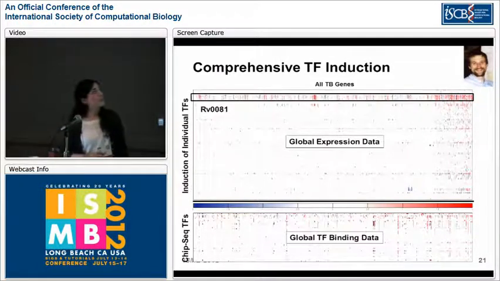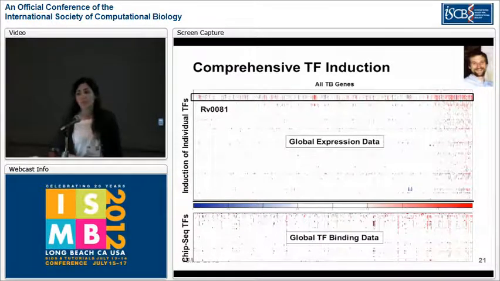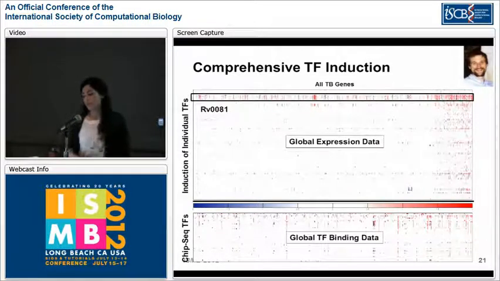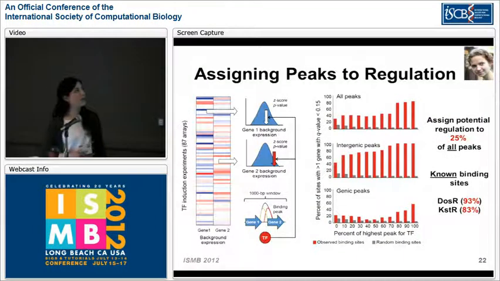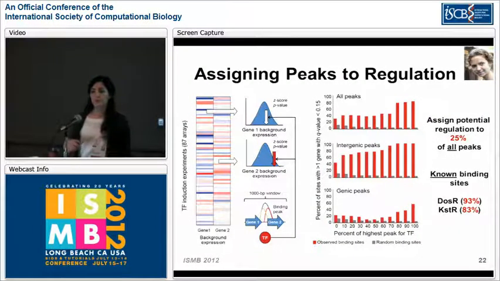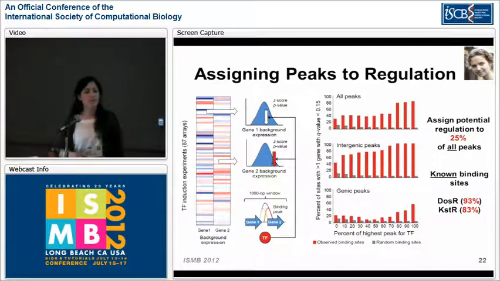Surprisingly, we see that RV0081 drives the most changes in the genome. And this is very much consistent with what we saw about the highest number of bindings for this TF. So one way to assign regulatory roles to a TF-gene interaction is to compare the expression of a gene when that TF is induced to a background distribution of the gene expression.